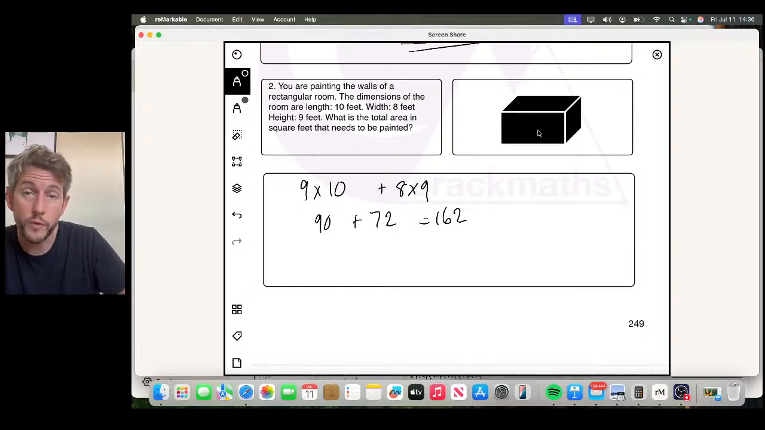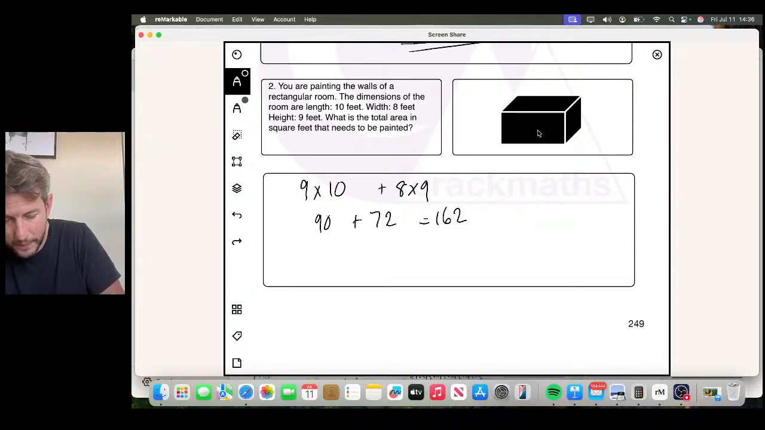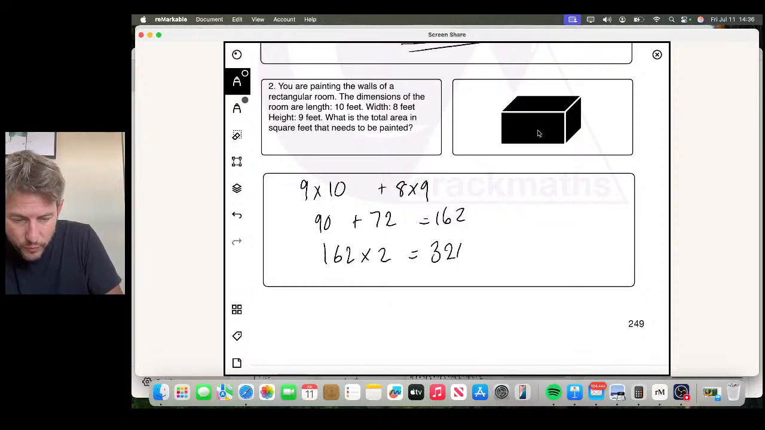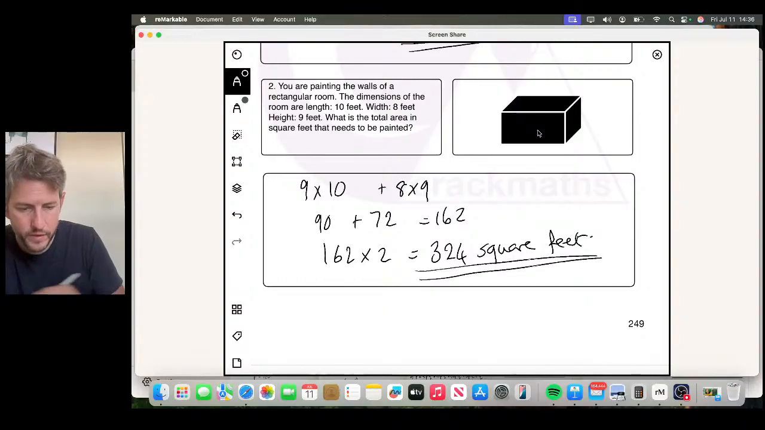And then, of course, we've got the 2 sets of each wall, so we still need to double that. So we get 162 times by 2, which will be 324 square feet. Okay, fine.